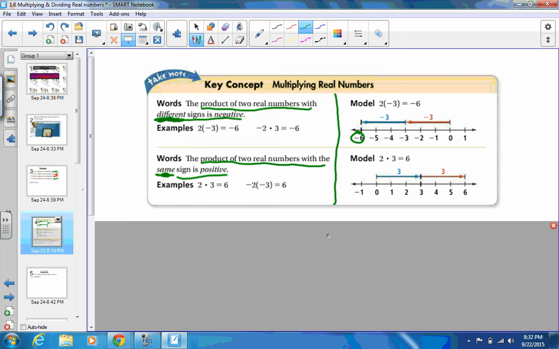And here's an example. Positive 2 times 3. So there's two of those 3's this time. So positive 3, double that to get to positive 6. Okay? That's your key concept with multiplying integers, or multiplying real numbers. It doesn't have to be just integers, any real numbers, you'll get those results.